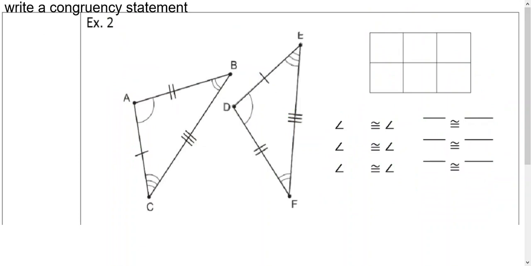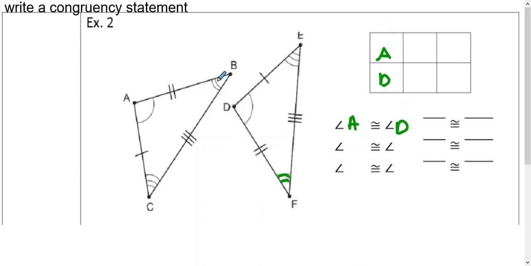Let's look at another example where we want to write a congruency statement. Okay, we can see from all our tick marks what matches up with what, and we want to be able to get it into our diagram and label and name our two triangles that are congruent to each other. So let's start with our angles. Our one tick mark angles are A and D, and we can start off by putting those in the first position of our name.